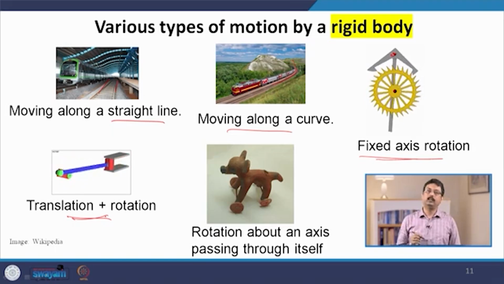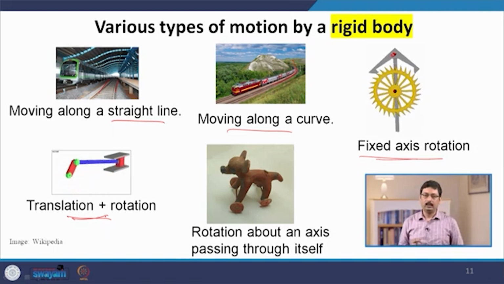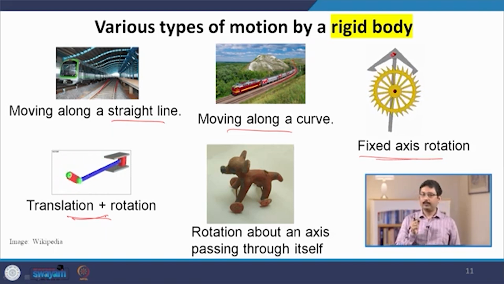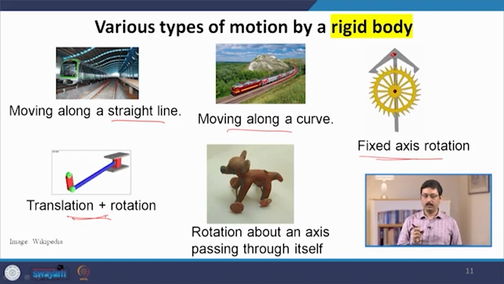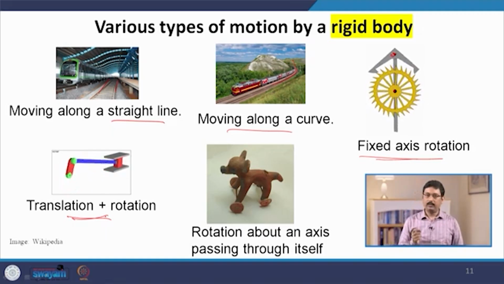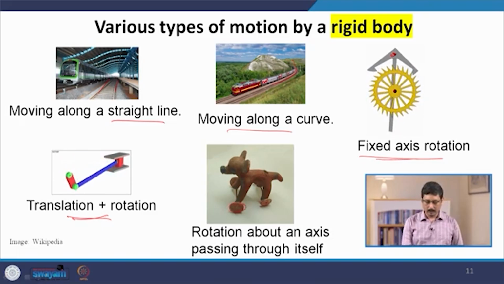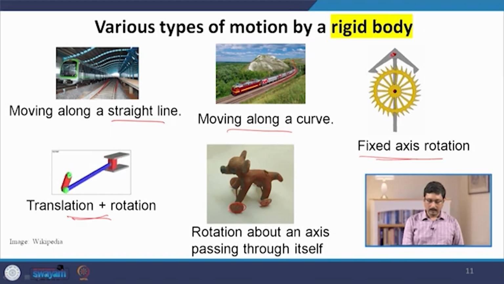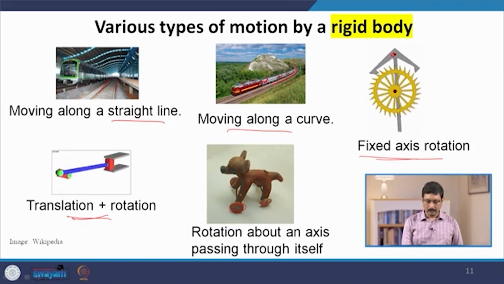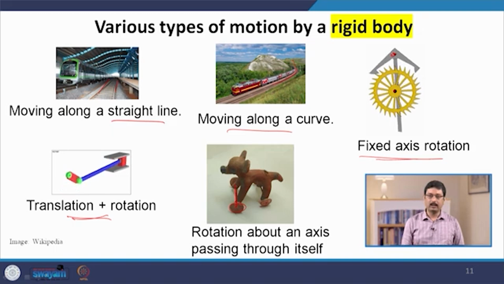One motion that is not possible for a point particle, because it does not have any size, is rotation about its own axis, because it does not have any extension. This is possible for the case of a rigid body. For example, if you look at this toy, it is a toy with a wheel. This wheel can rotate about an axis which is represented by the axle of the wheel.